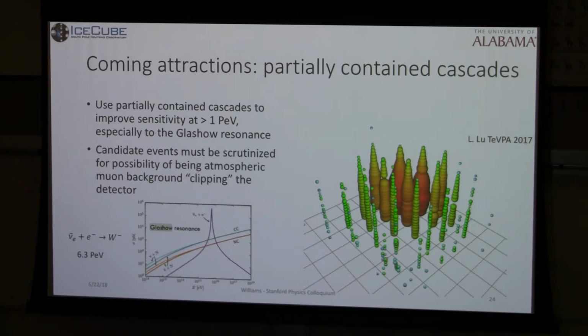And the reason why we're interested in getting to high energies, aside from just the fact that high energies are cool, is we want to try and go after the Glashow resonance. And so this is resonant scattering of electron antineutrinos off of electrons in the ice that produces an on-shell W boson.